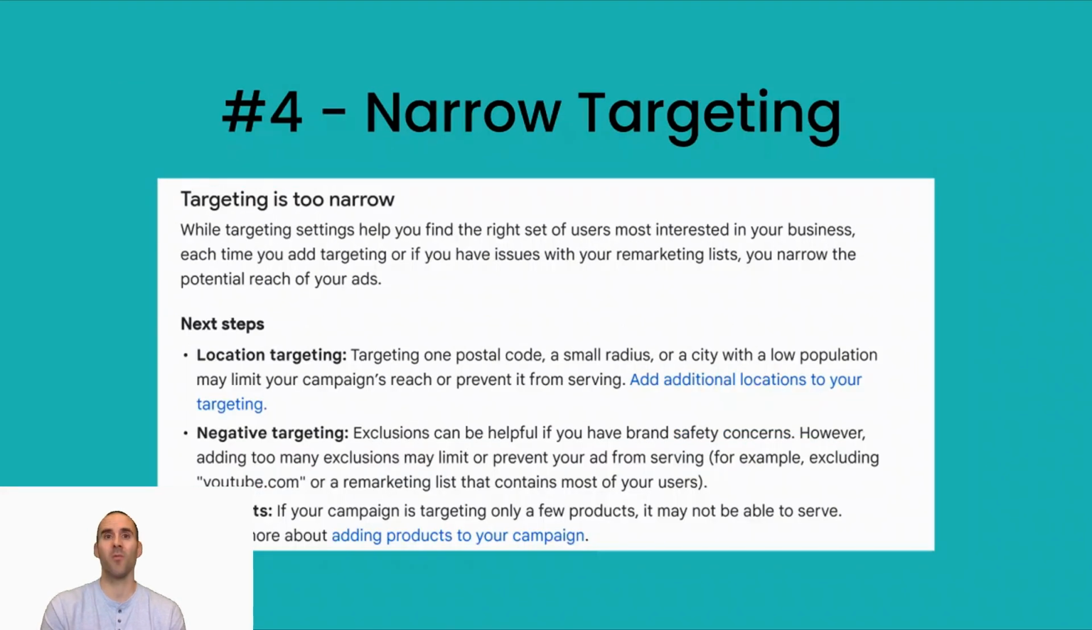Number 4, the next reason why your Performance Max campaign might be slow to start is you simply have too narrow of targeting for the system to be able to learn and optimize itself. So let's say, for example, you have a small business and you're in a small town and you do radius targeting around your business to find potential customers in Performance Max. Well, if the city has too low of a population, it's going to prevent Performance Max from being able to be served. You have to find a healthy balance where you're not targeting people that are not in your target market, but you're also not targeting such a narrow area that the system's not able to learn.